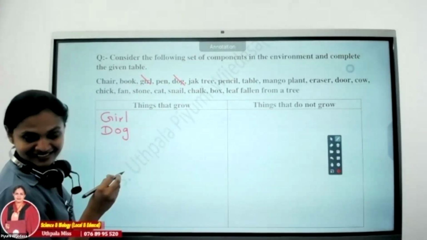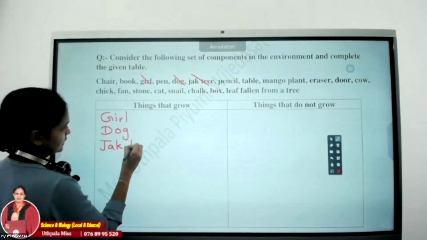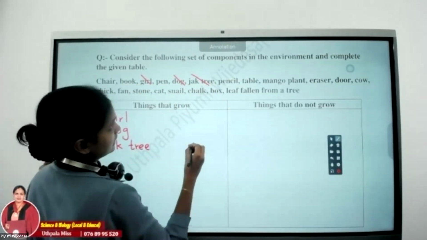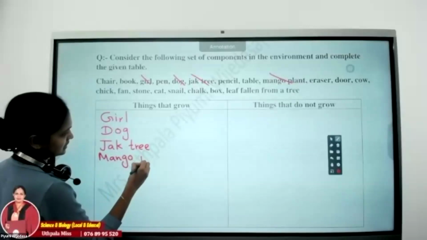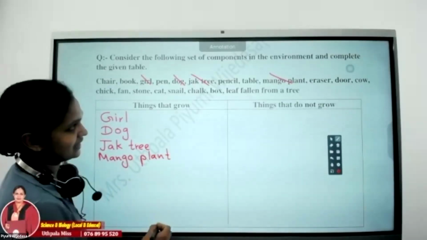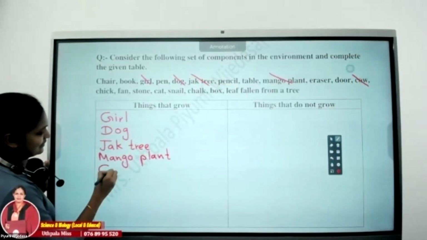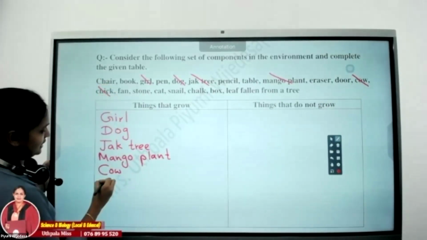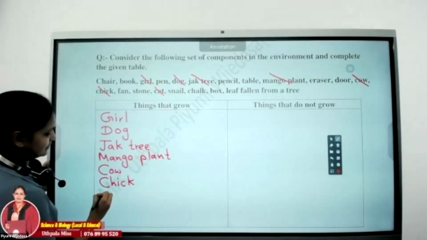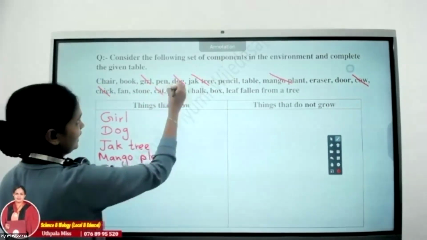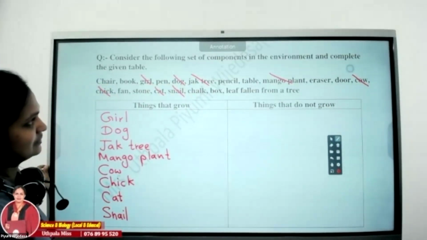Mango plant. Cow. Chick. Cat. Snail. Leaf fallen from a tree.